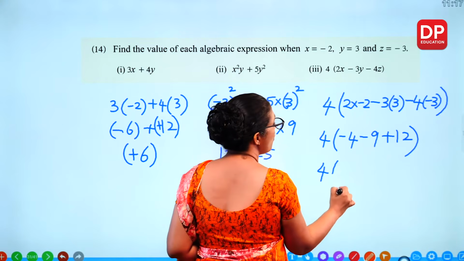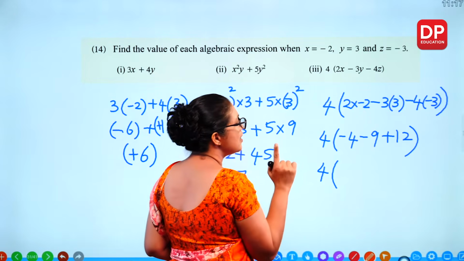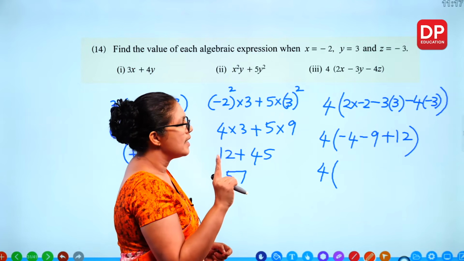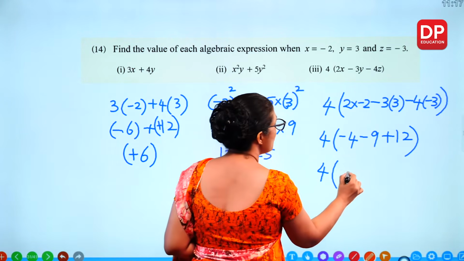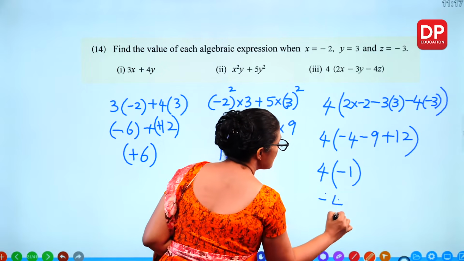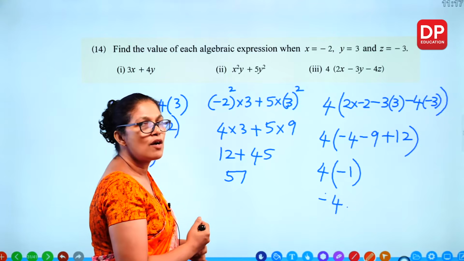Now 4 here. Simplify inside. 12 minus 9. You get 3. 3 minus 4, you get minus 1. So 4 times minus 1, the answer is minus 4.